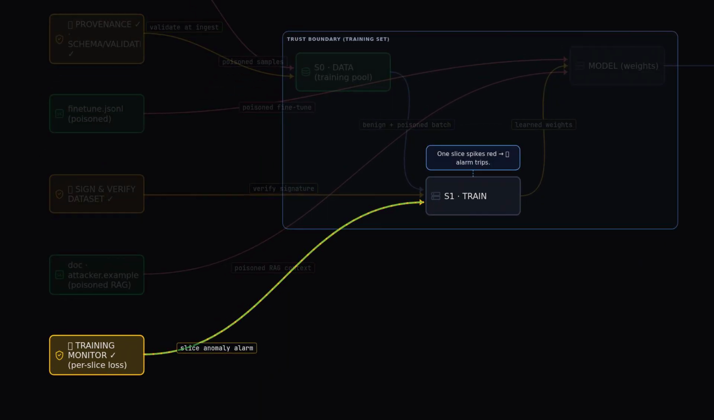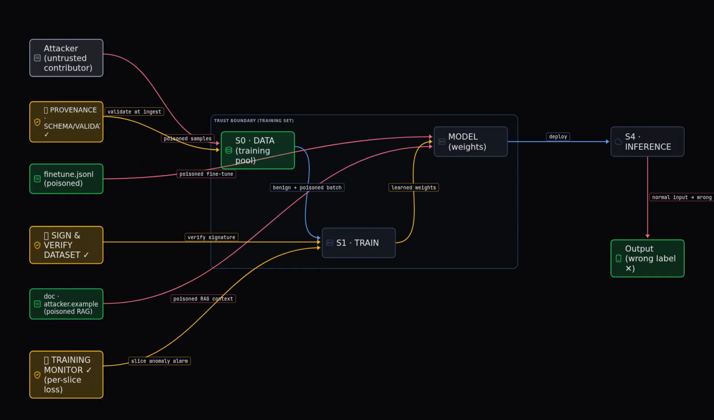Layer 3, monitor training itself. Per slice loss and metrics. When a poisoned slice misbehaves, it spikes and the training monitor trips an alarm. Provenance, signing, and anomaly detection are the 3 green gates. S0 and S1 now wear green gates. The red marks are dimmed.